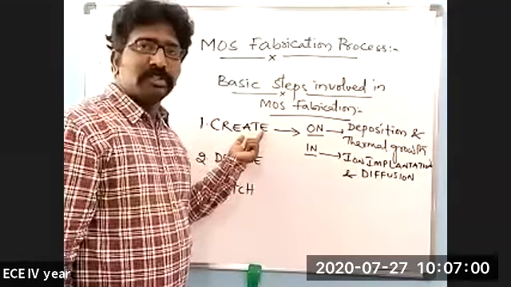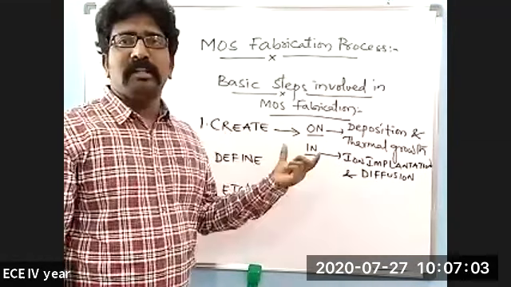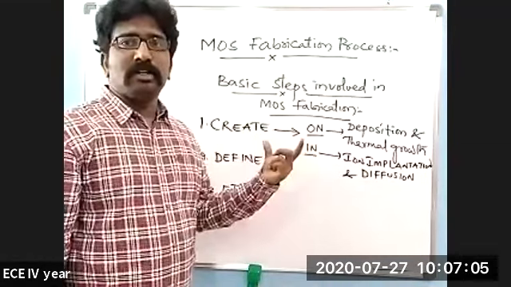As we go on with the fabrication, we'll understand what is meant by deposition and thermal growth. The next one, if it is into the wafer, then the two main steps will be ion implantation and diffusion. These are the two steps which happen in the create process. Create is nothing else but creating the layers, or patterning the layers onto the silicon chip. So that is called a create process.